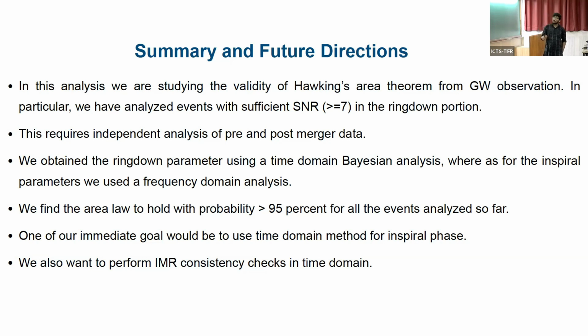So here's the summary. In this analysis, we are verifying the Hawking area theorem for various GW observations. In particular, we are considering events that have sufficient SNR in the Ringdown phase, mostly events which have SNR greater than 7, so that you can recover the Ringdown parameters.